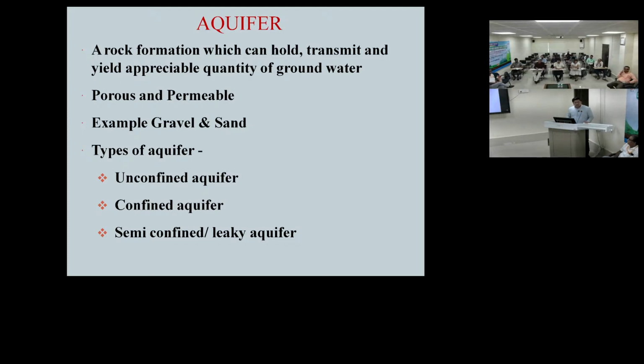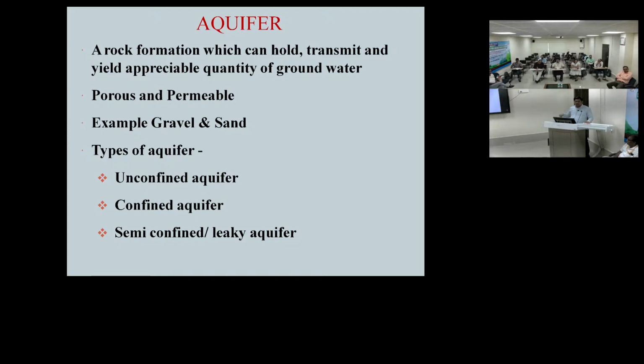But when it comes to a confined aquifer, there is a confining layer in the aquifer. Suppose around 50 meters you get sand, after that a clay layer, and again a sand layer, and below 30 meters again a clay layer. So that is a confining aquifer, which is in a confined condition.